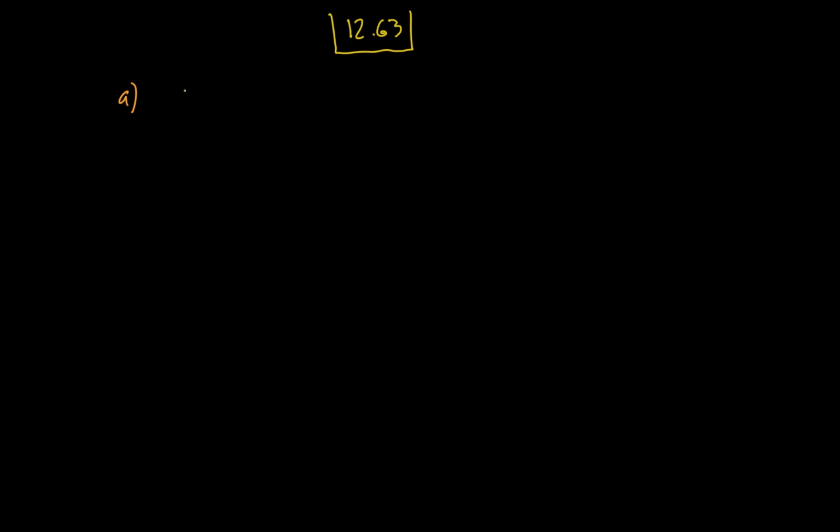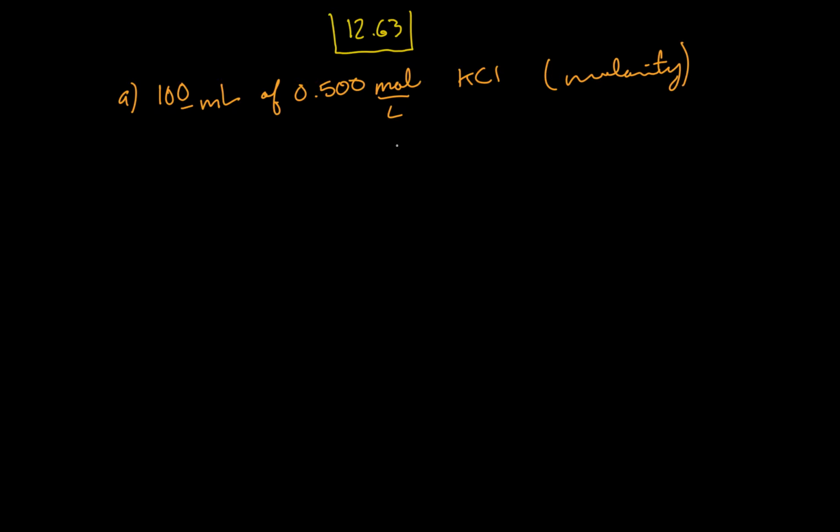So our first example is 1.00 times 10 to the 2 milliliters. That is 100 milliliters, with confidence in this zero here. And we want 100 milliliters of 0.500 moles per liter solution. We're going to do that with potassium chloride. Moles per liter is molarity, so I'll put that here just in case that slipped anyone's mind since the last video.